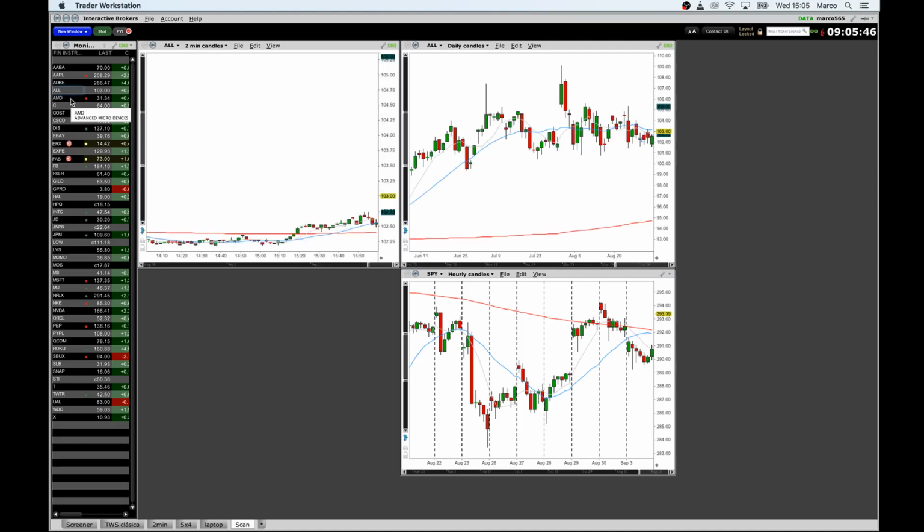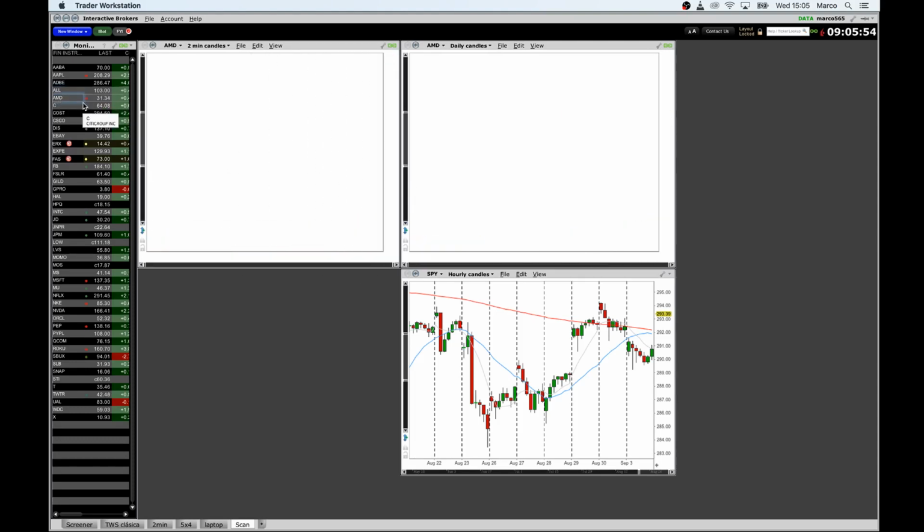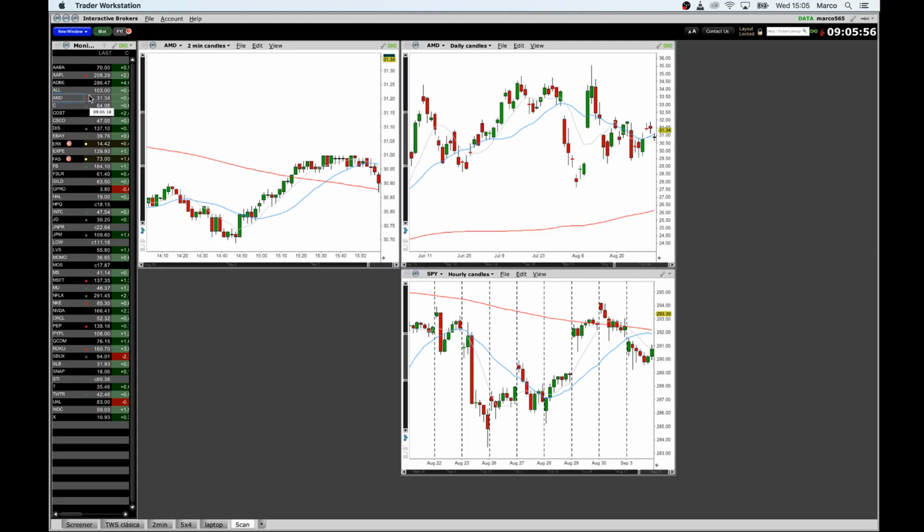All, I don't really like the charts because I'm not used to trading this one, so I'm going to skip it for now. AMD, the same thing. AMD, it's a bit wide here on the last day, but we are close to the 200 periods. We are gapping up. We have not much to go up, maybe 50 cents. So yeah, I will also put it on my list, but I don't really like it.